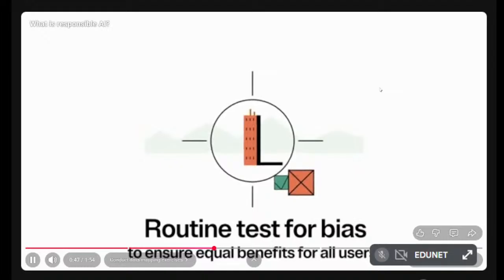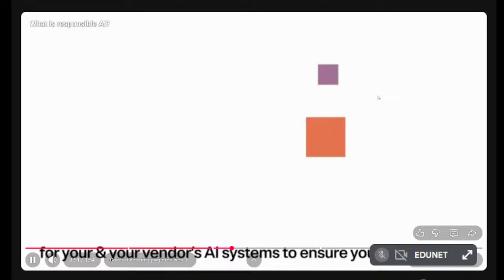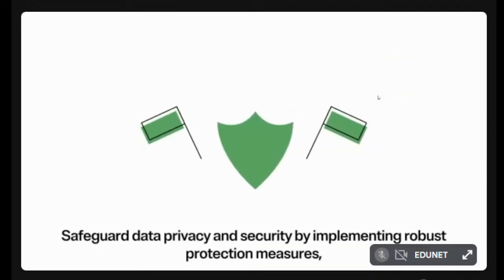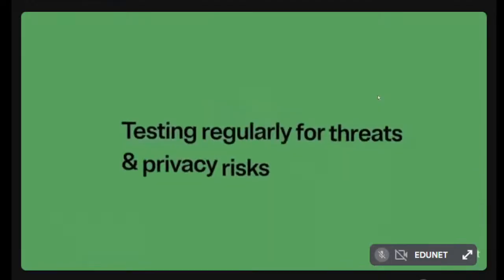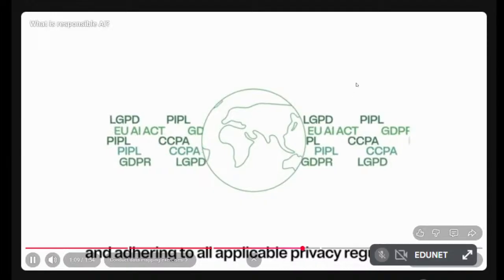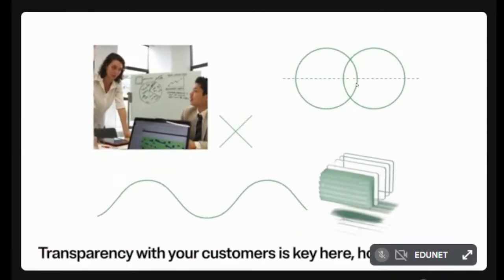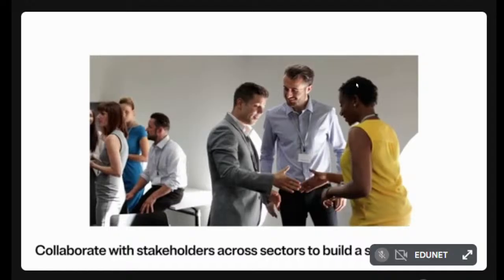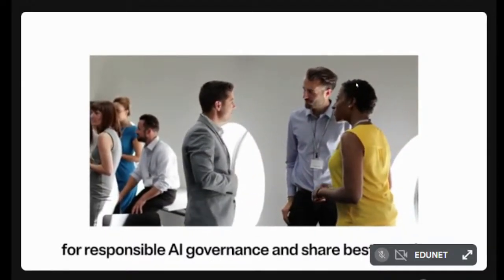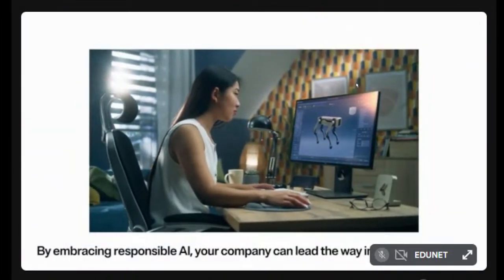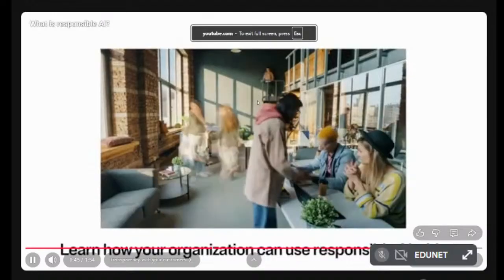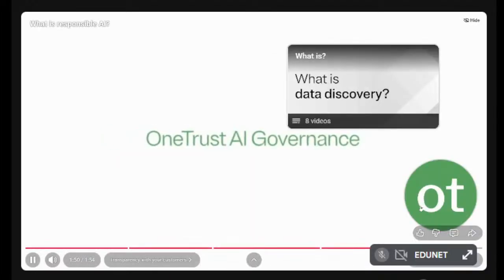We must have a map of your individual vendors' AI systems to ensure we know exactly what data they hold, how it is processed, and other things. Safeguard data privacy and security by implementing robust protection features, testing regularly for threat and privacy risk, and preventing exposure of people's private information. Transparency to your customers: how to deliver the new platform and what our vision is. Responsible AI constantly. Collaborate with stakeholders across sectors to build a strong ecosystem for the software and share best practices. By leveraging the functional workflow, create better customer and society knowledge.